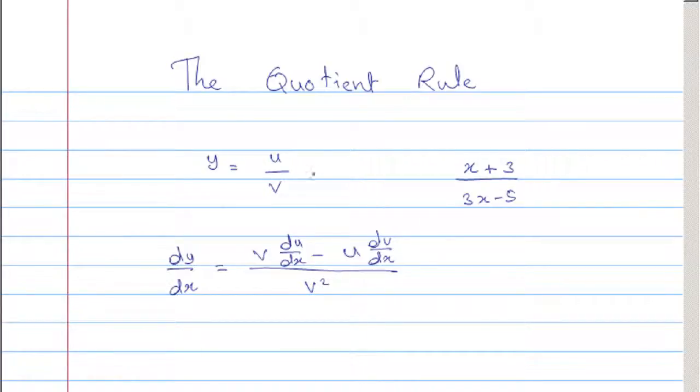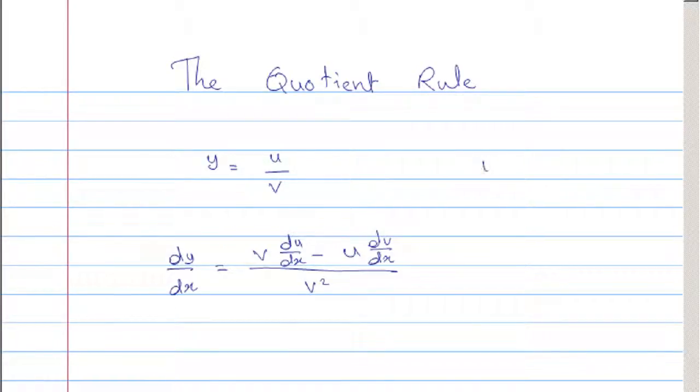And all this is saying is take the denominator, which is v, so take the denominator times the derivative of the numerator minus the numerator times the derivative of the denominator divided by the denominator squared. I believe this is given in your formula booklet, but if you do want to remember it, it is very similar to the product rule. Or it has some similarities with the product rule.